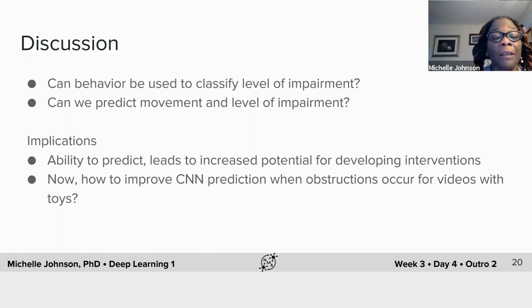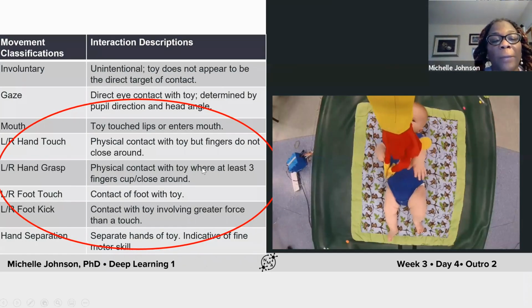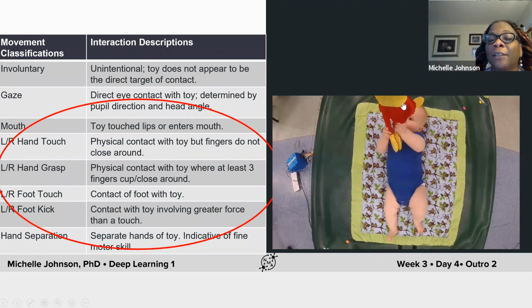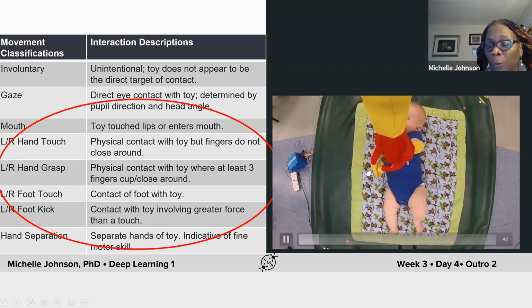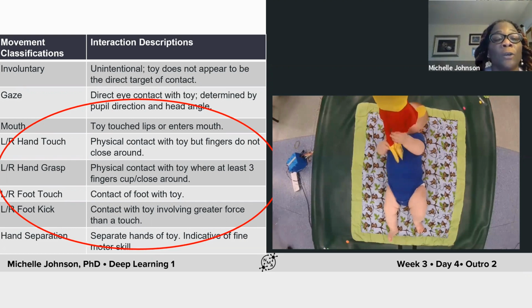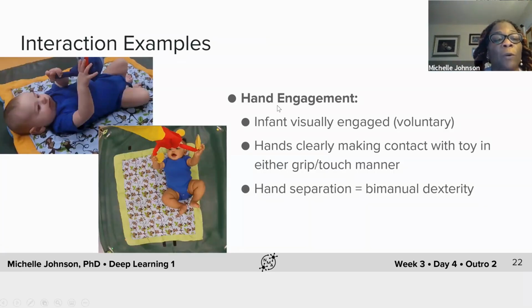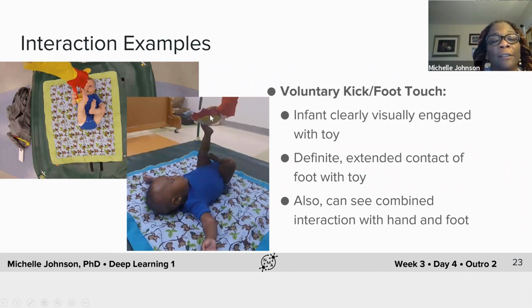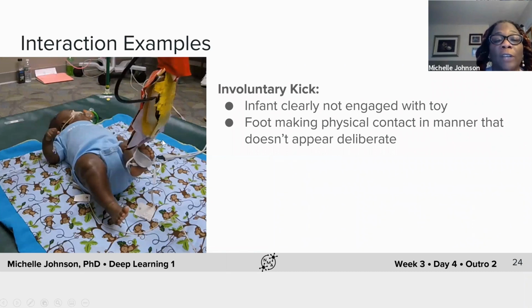So in looking at the toy videos, we will want to be able to identify more complex interactions with the baby. As you can see, the obstruction or possible obstruction by the toy would prove a challenge to the OpenPose process. Some of the interactions that we're looking for would be the babies touching with their hands, engagement with the toy with the feet, and then we're also trying to look at involuntary data.